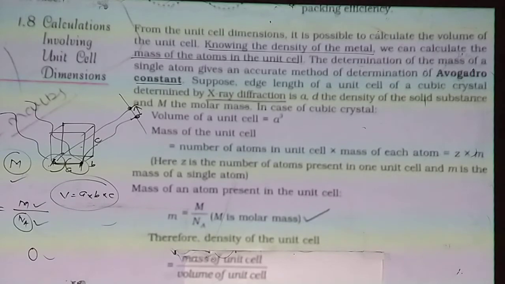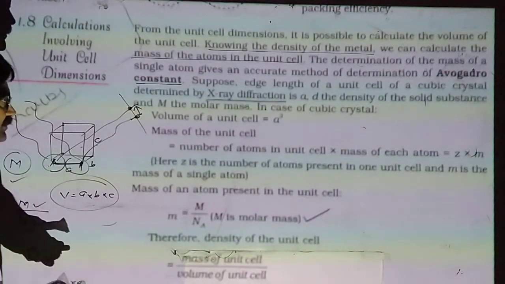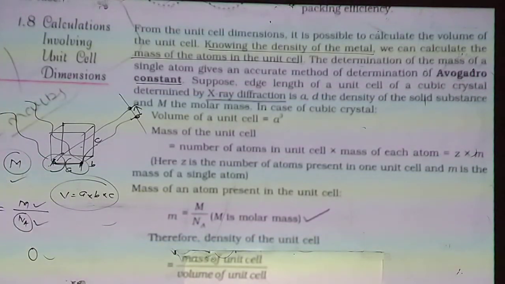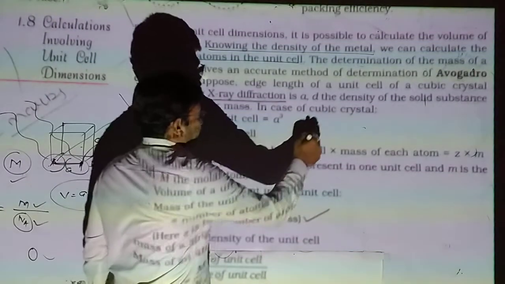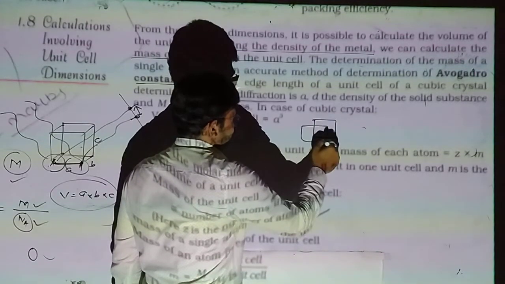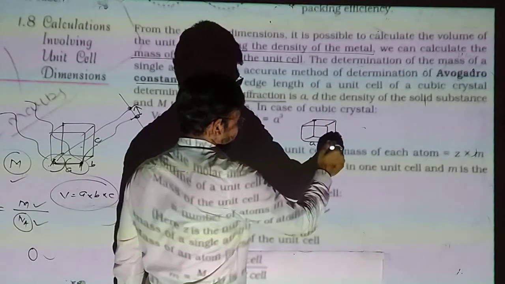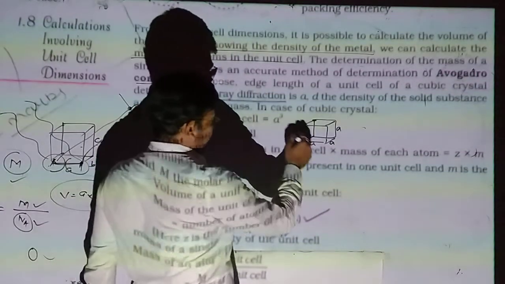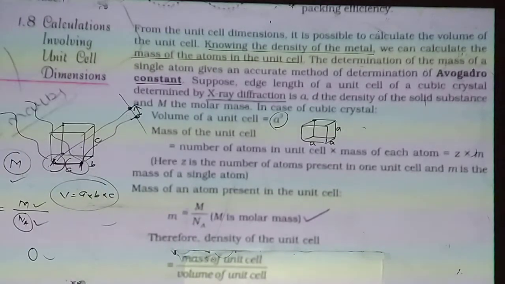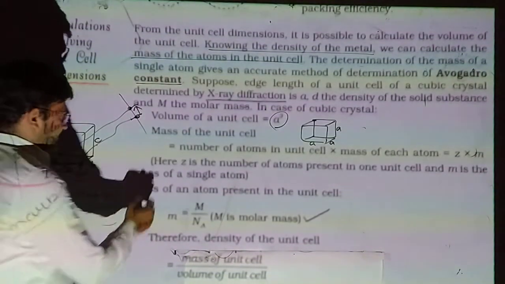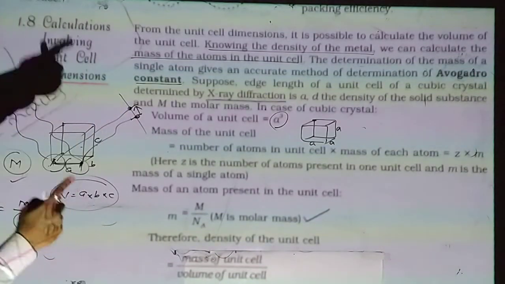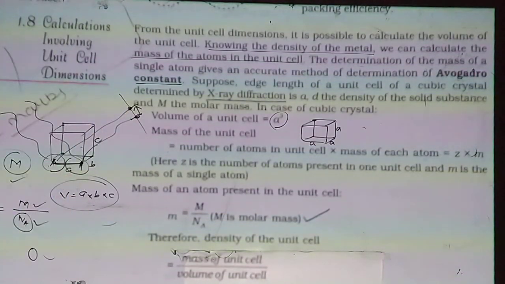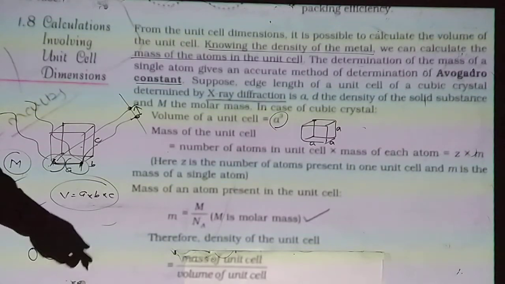D is the density of the solid substance. M is the molar mass in case of a cubic crystal, and the volume of the unit cell. Yes, if our unit cell is cubic, meaning length, breadth and height are the same, then A into A into A, A cube, is the volume of the unit cell. Mass of the unit cell is the number of atoms in the unit cell into the mass of each atom. Yes, it is clear.